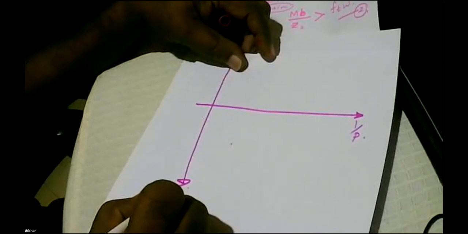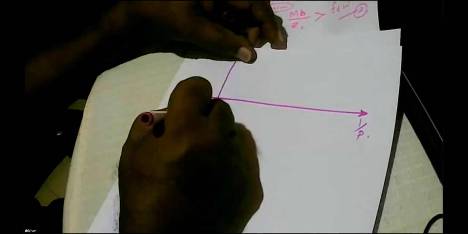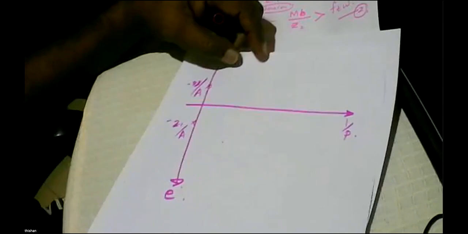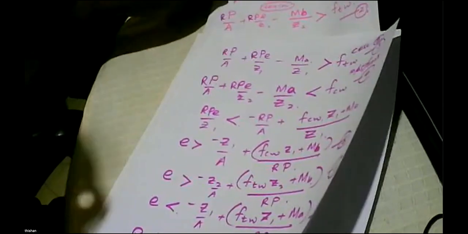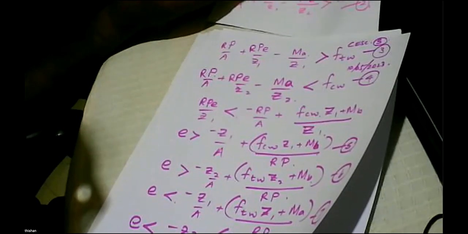So what happens? We get 1 over p, and here we are going to get e, and z1 over a minus z2 over a. Why? C means minus z1 over a or z2 over a, as an intercept. Okay. So equation number 5 says e should be greater than, and the last equation says e should be less than. The other two say e should be less than.